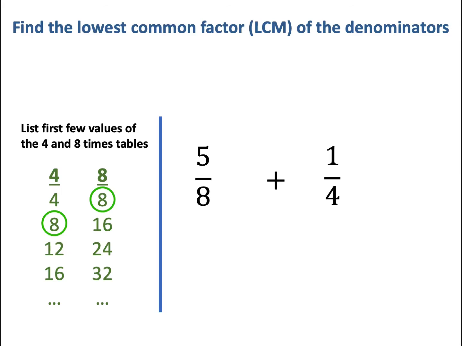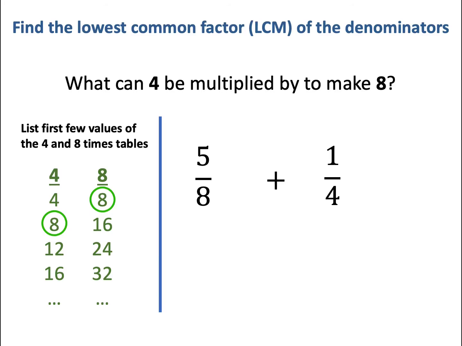This is the value that must be in the denominator for both fractions. So the question is, what can we multiply by 4 to give us 8? We can multiply by 2. However, to ensure the fraction is still equivalent, we multiply the numerator by 2 as well. This gives us the fraction 2 out of 8. Now the denominators are the same, we can add the numerators to give us the final answer of 7 out of 8. What if we subtracted the fractions instead?